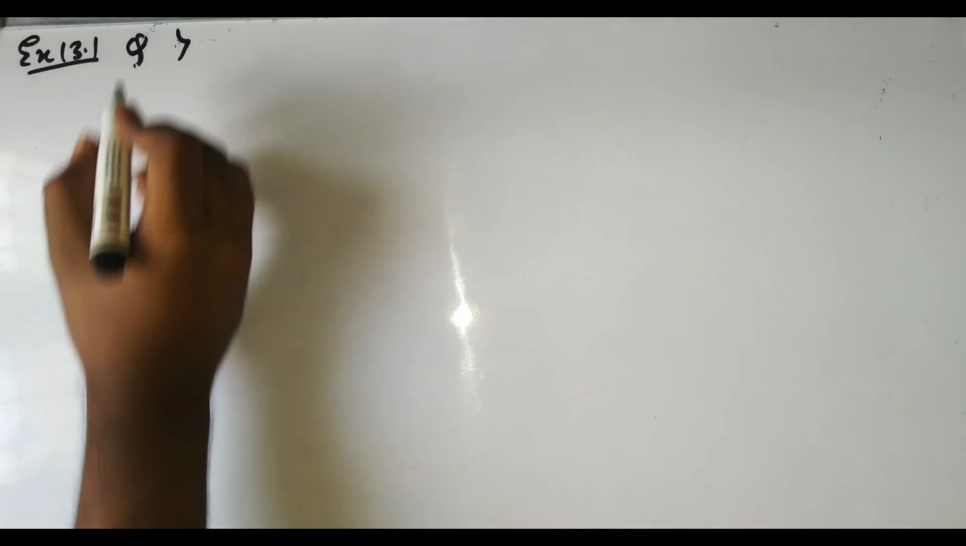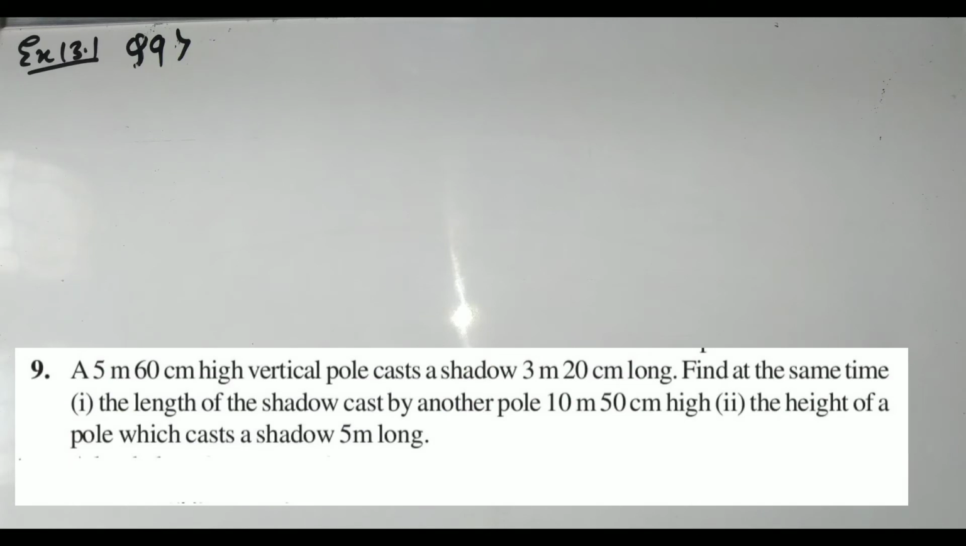Moving on to the ninth part of the question. So it is said that a 5 meter 60 centimeter high vertical pole casts a shadow of 3 meter 20 centimeter long.